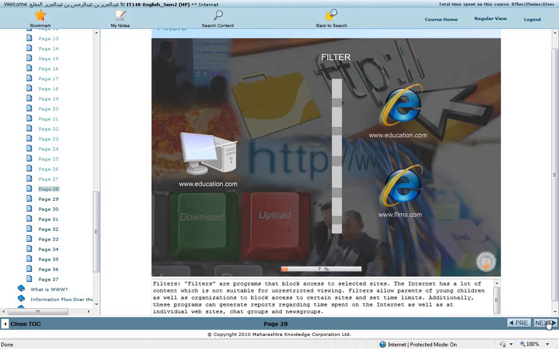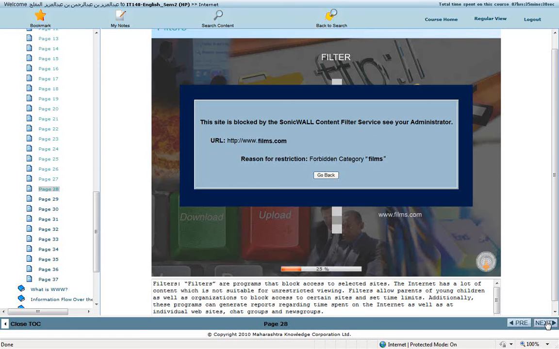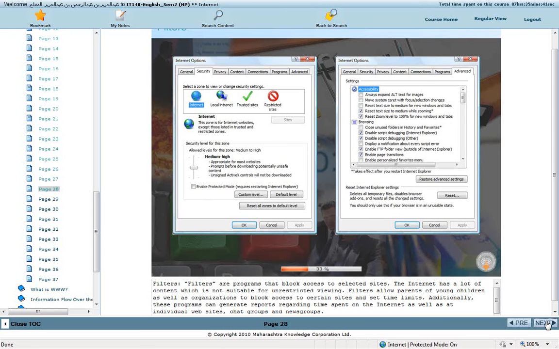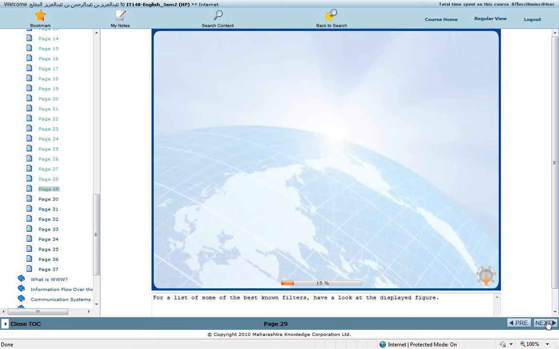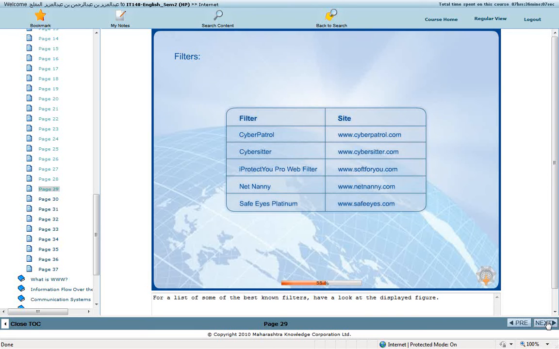Filters. Filters are programs that block access to selected sites. The internet has a lot of content which is not suitable for unrestricted viewing. Filters allow parents of young children as well as organizations to block access to certain sites and set time limits. Additionally, these programs can generate reports regarding time spent on the internet as well as at individual websites, chat groups, and news groups. Here is a list of some of the best known filters. Have a look at the displayed figure.